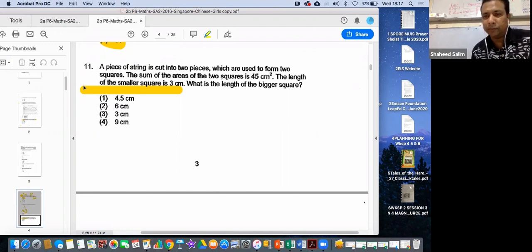Zahira? Not yet. Shafika, are you sure? Can you try it out? You say the answer is 2, is it true? Is it correct? Test it now. What's the area of the bigger square? What's the area of the smaller square? Add them up together. What do you get?